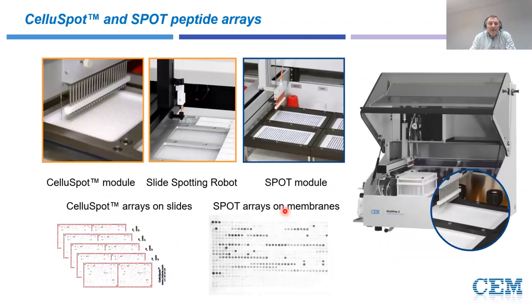Back to our array synthesis, this gives you the 384 frame for the cellulose discs. Here is the full membrane on the spot module. And of course, for the CelluSpot module, you would need a slide spotting robot to prepare the copies of the individual synthesized array.